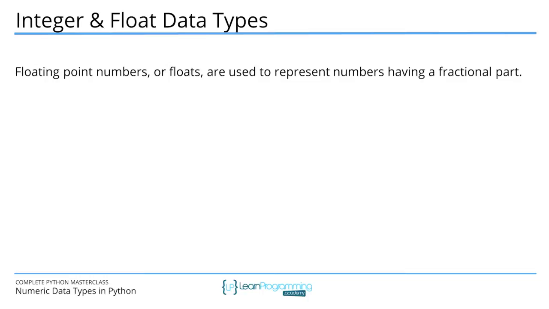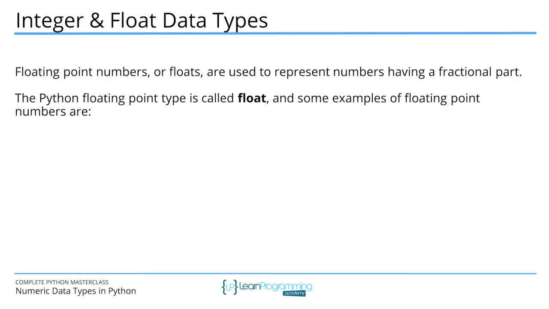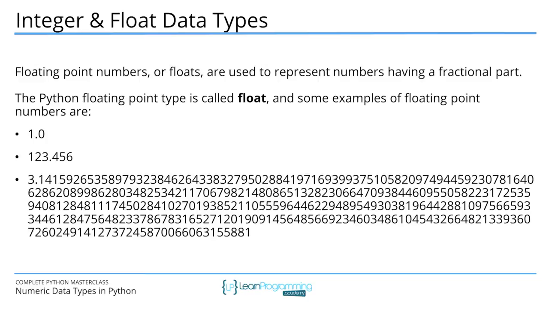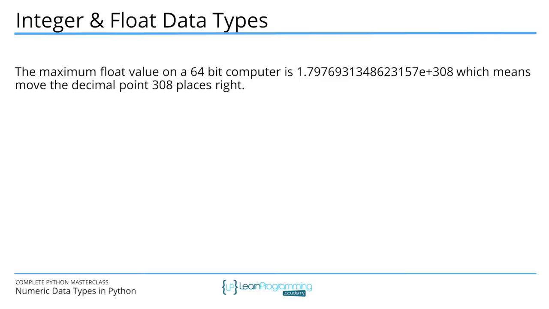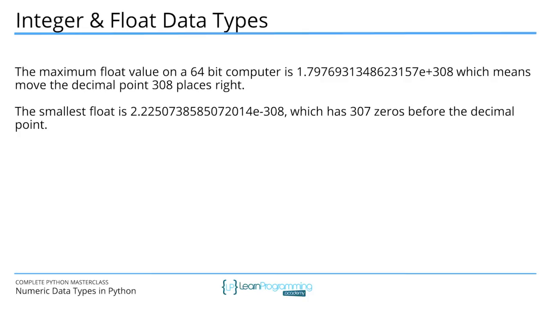So floating point numbers or floats are used to represent numbers having a fractional part. The Python floating point type is called float, and some examples of floating point numbers are shown below: 1.0, 123.456, and then pi, 3.1415926, etc. The maximum float value on a 64-bit computer is 1.7976931486231557e+308, which means move the decimal point 308 places right. Now the smallest number, I'm not going to read that out, is still quite small as you can see, and it's got 307 zeros before the decimal point.